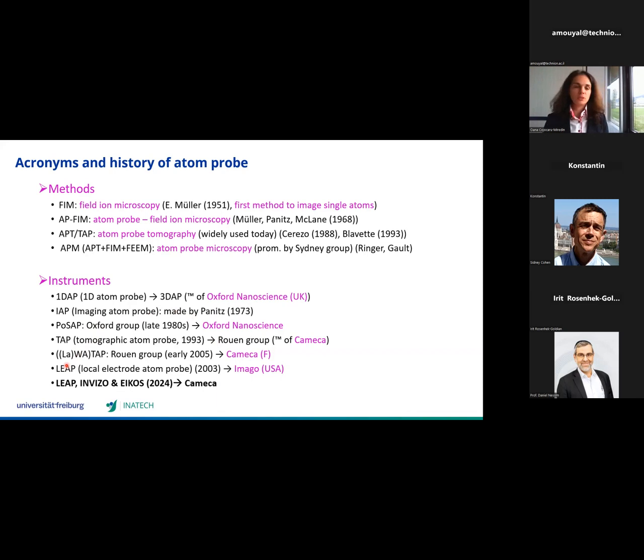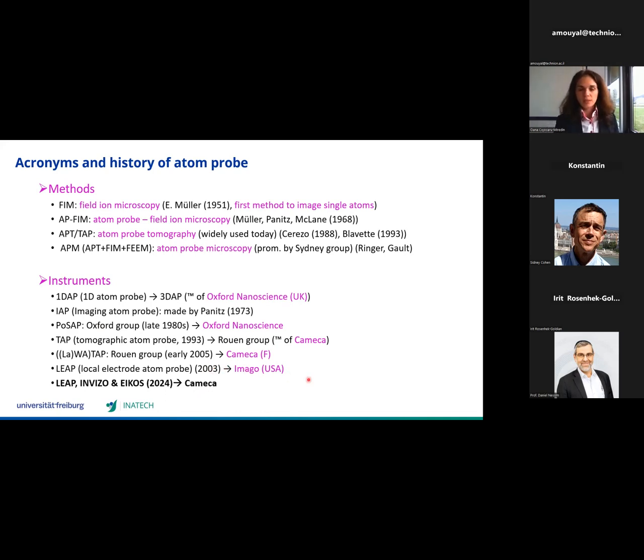For the first time, the French group introduced, in 2005, 2006, the possibility to analyze materials by employing a laser, and this is the laser-assisted wide-angle tomographic atom probe, which means that it also allows investigating a much bigger tip, and it had been commercialized by Cameca for many years. And then in parallel in 2003, the LEAP systems, the local electrode atom probe, had also been commercialized by Imago.